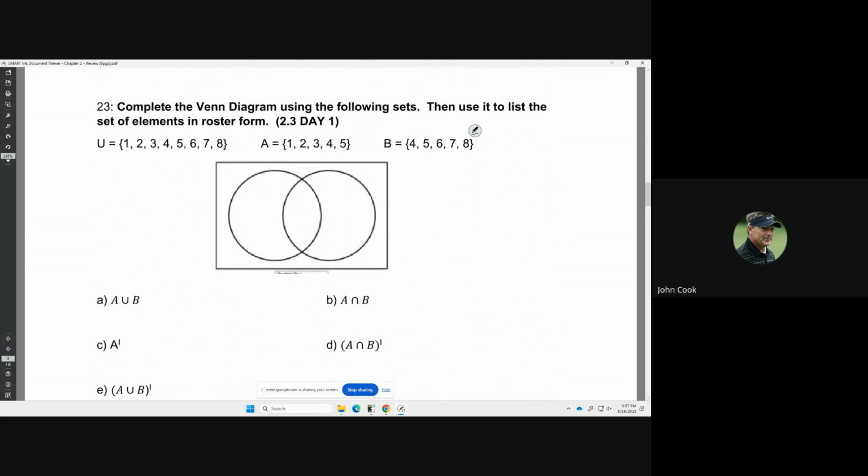So let's put this stuff together. Complete the Venn diagram using the following sets, then use it to list the set of elements in roster form. So we just got to list off all the stuff that these different problems are asking us about. Okay, so let's put together the Venn diagram first.